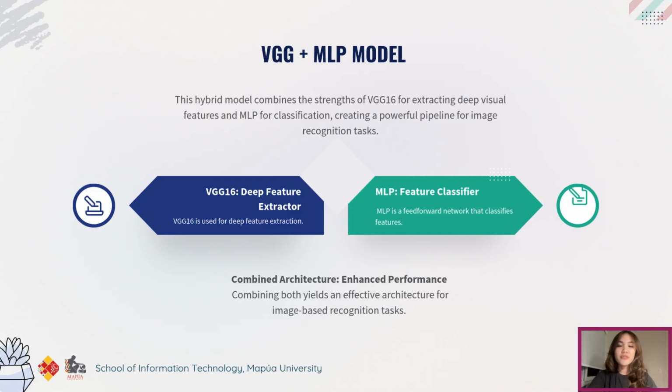The synergy of these two components yields enhanced performance, creating a powerful pipeline for solving image-based recognition tasks in computer vision. This modular approach also facilitates fine-tuning strategies, allowing selective training of the MLP or later layers of VGG16 based on specific dataset and task requirements. This approach aligns with the fine-tuning aspect of the research.